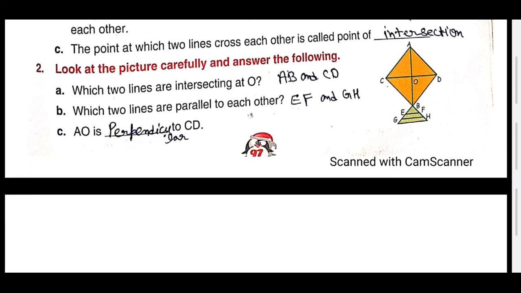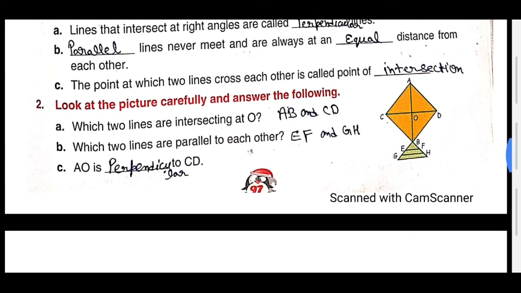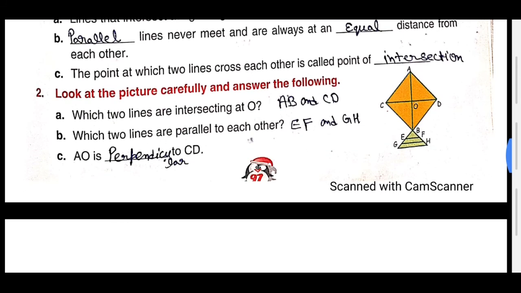Look at the figure carefully and answer the following. Question number two, part A. Which two lines are intersecting at O? So what is the name of that line? First line is AB, and second line is CD. So right here, AB and CD, they both intersect at point O.